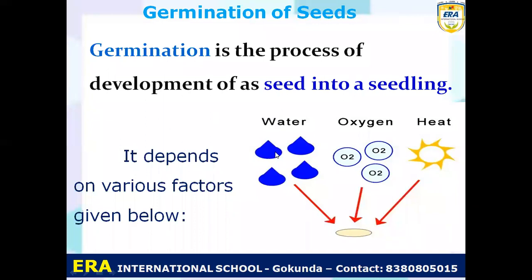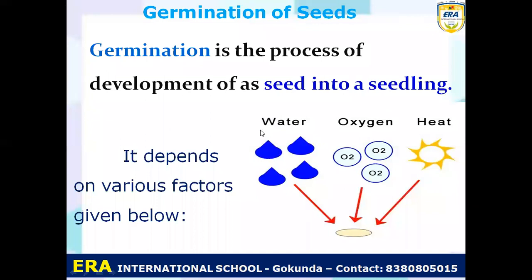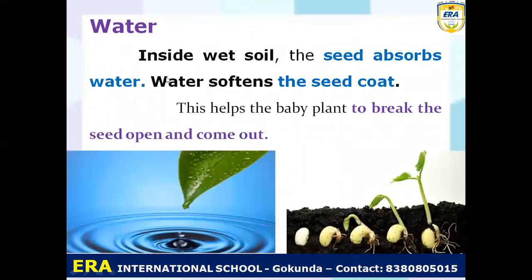It depends on various factors. There are three main factors which are necessary for germination: water, air, which means oxygen, and sunlight, which means heat. So we learn the three factors necessary for the germination of the seed. First factor is water.